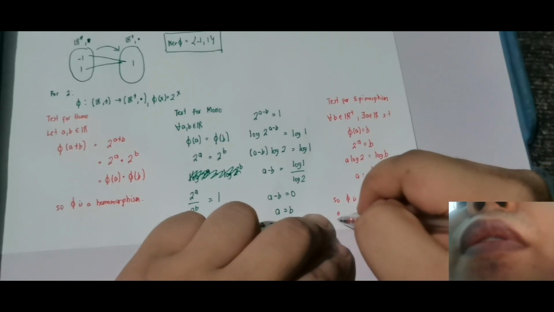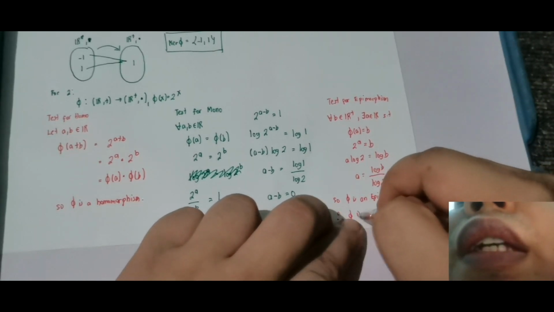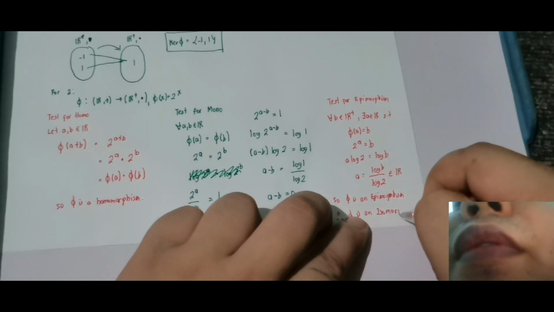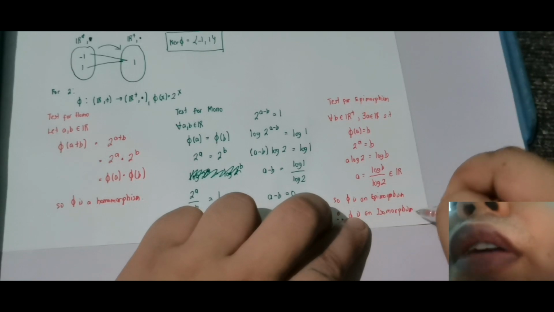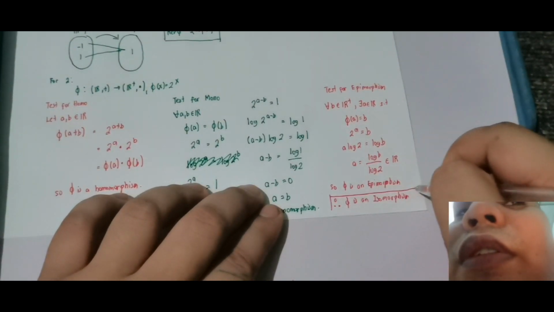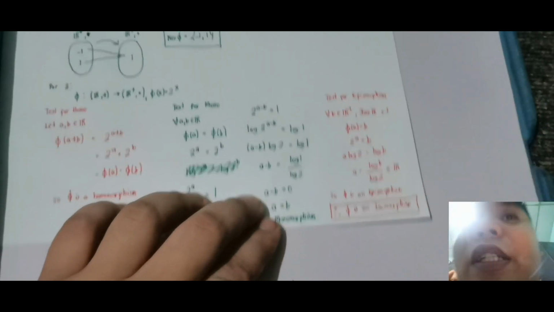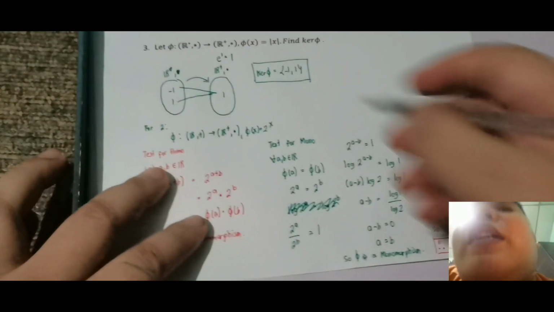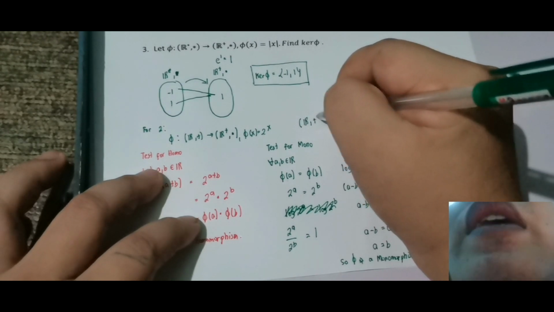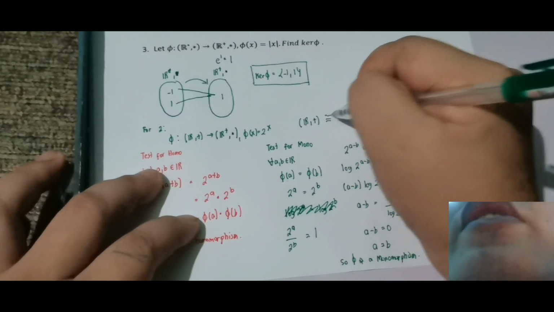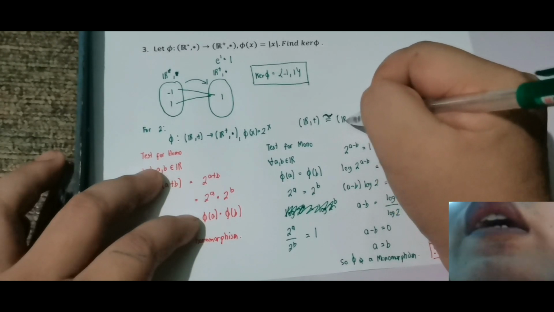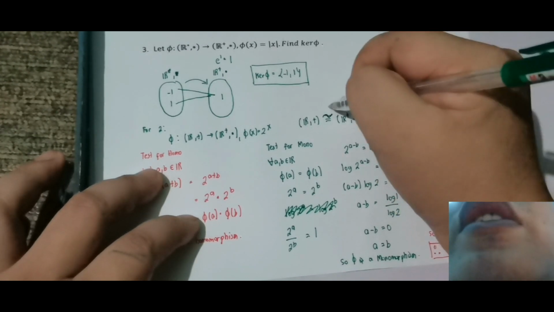Epimorphism. So, therefore, P is an isomorphism. Okay, so this is the answer. Or we can say dito na, sa layman's term, no, so R, comma plus is isomorphic, so that is parang congruent something, isomorphic to R raised to plus, comma multiplication. This is isomorphic.